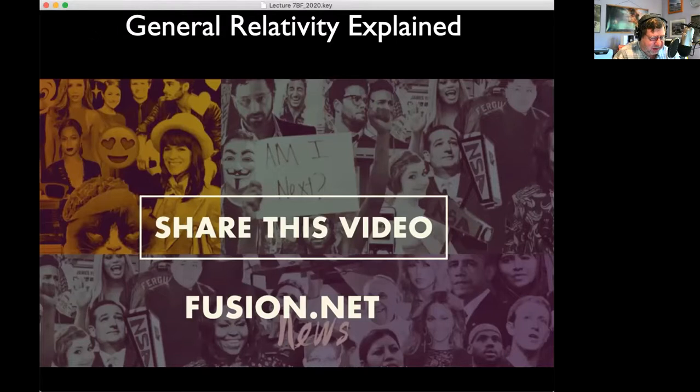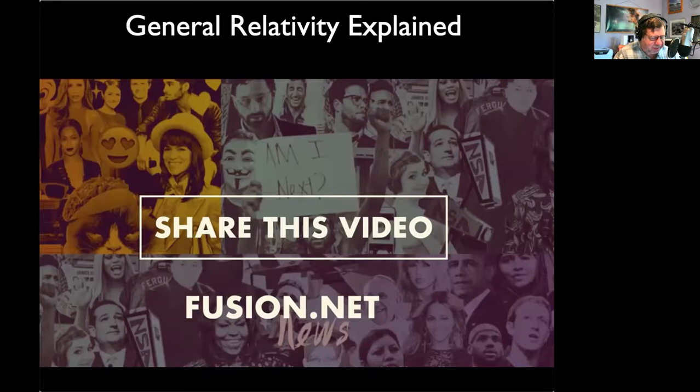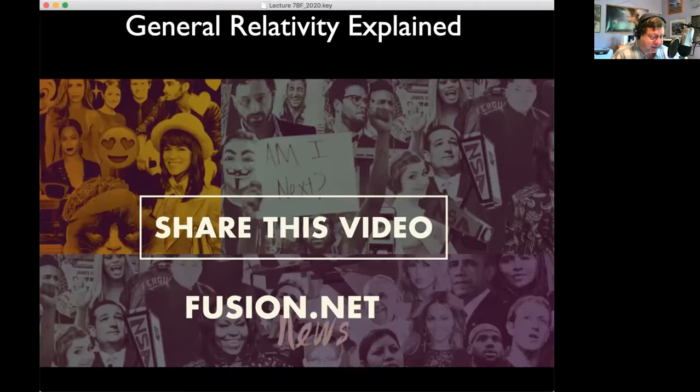Which postulate does E equals mc squared fall under? So E equals mc squared is a postulate from special relativity. We don't cover that because I didn't want to get too far afield.